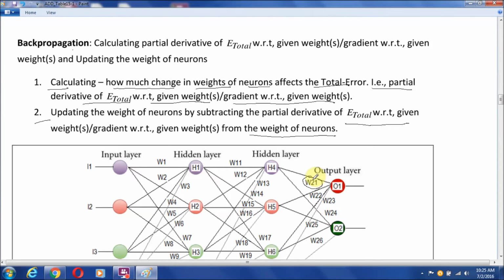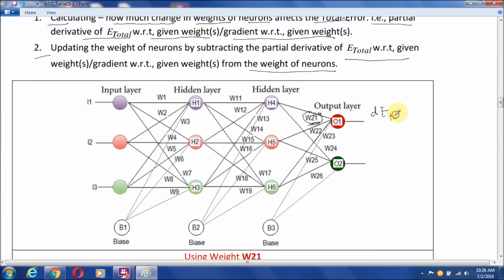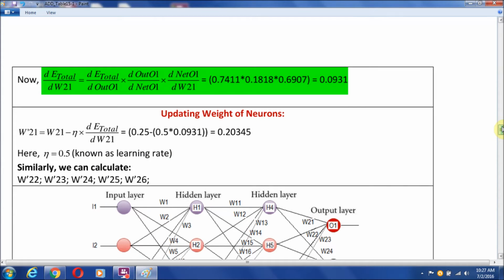So suppose we want to apply the backpropagation and update the weight of W21, then how will we go through. So we will first calculate the gradient or derivative of E total with respect to W21. After the calculation of this weight, we will update the weight of W21 by using this formula. So this is our formula to update the weight of W21. After updation, it is W21+, where W21 is the old weight of W21.